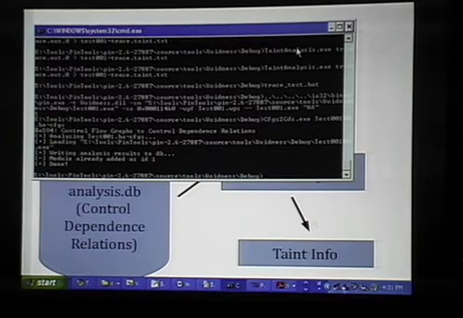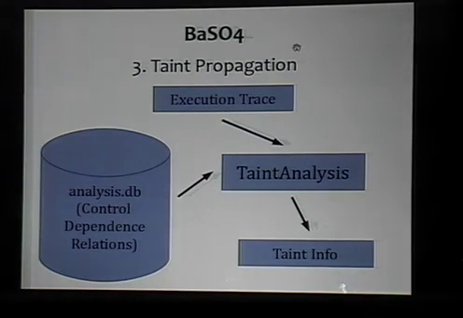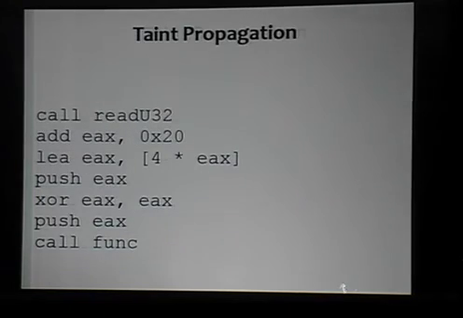Okay. Oh yeah. It's already in the database. So we have that done. Now the taint propagation that I keep talking about takes the execution trace and the control dependence relations that we saw, walks over the entire trace and calculates the flow of the data and writes out this taint info.